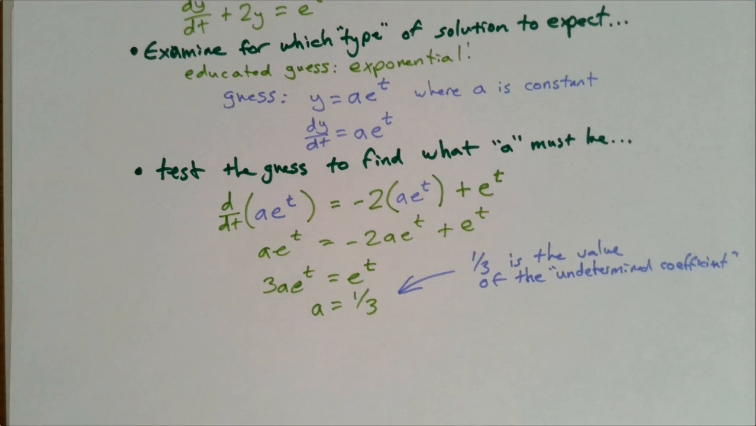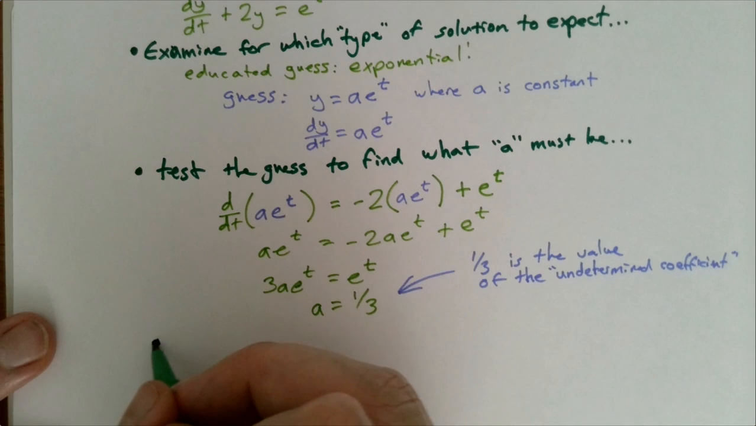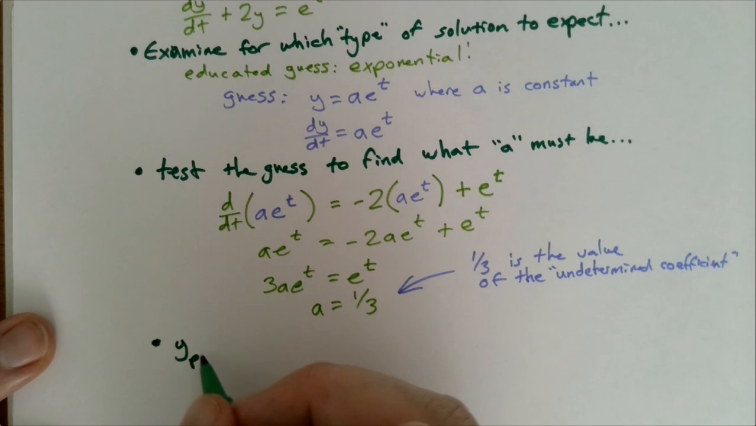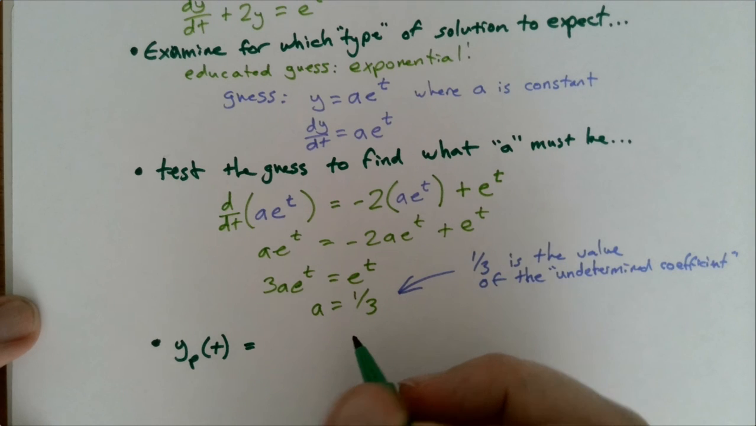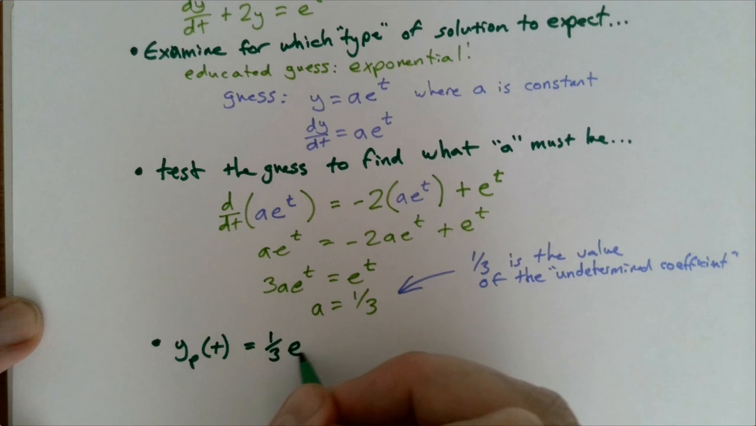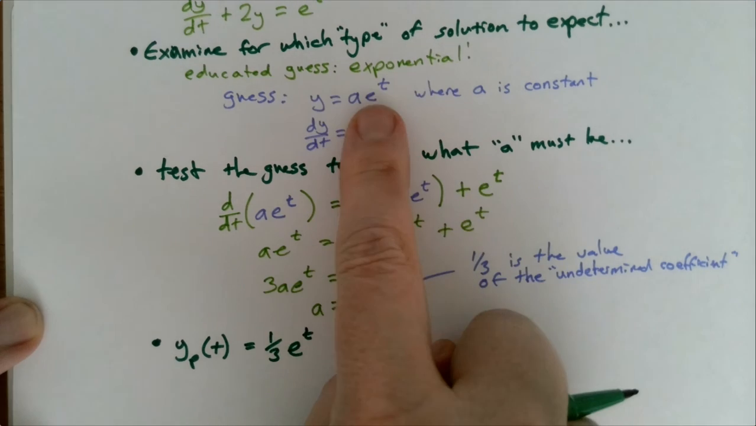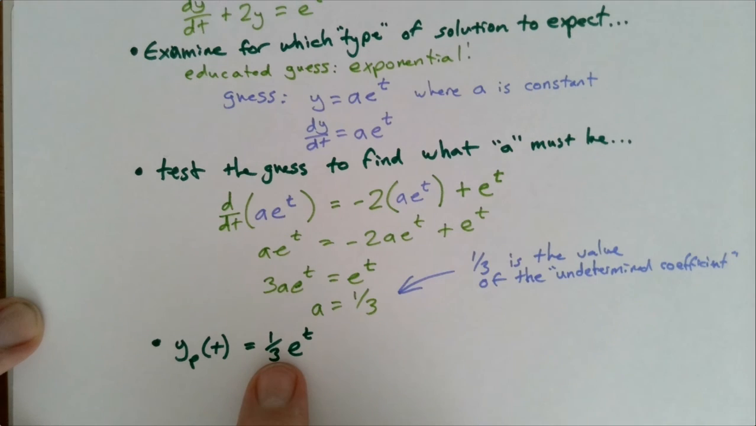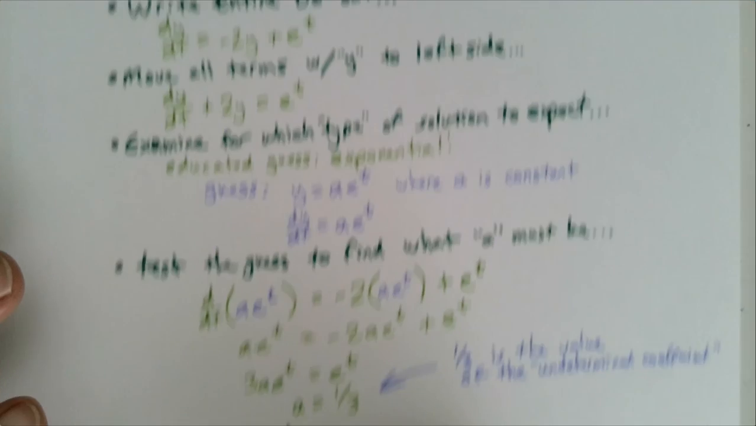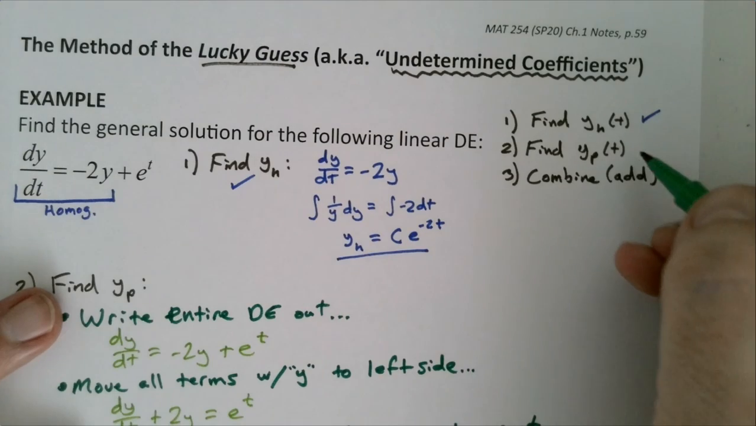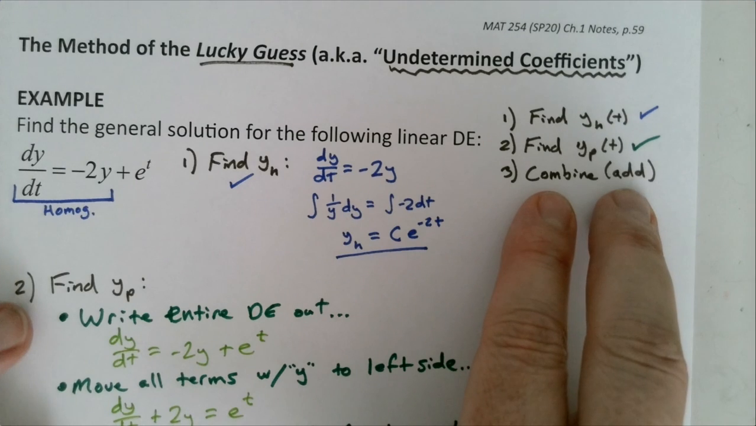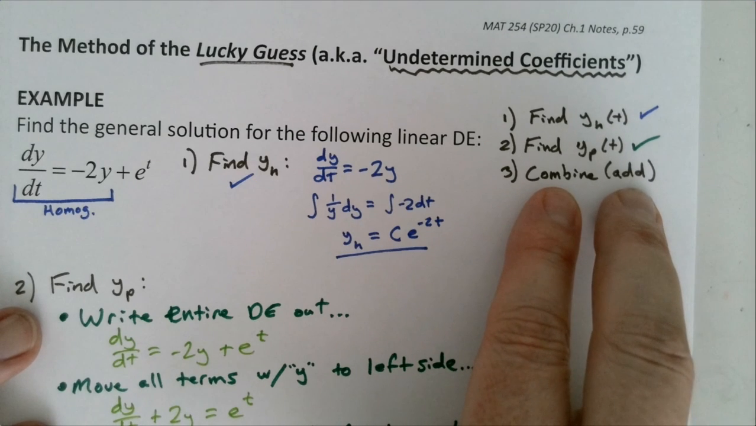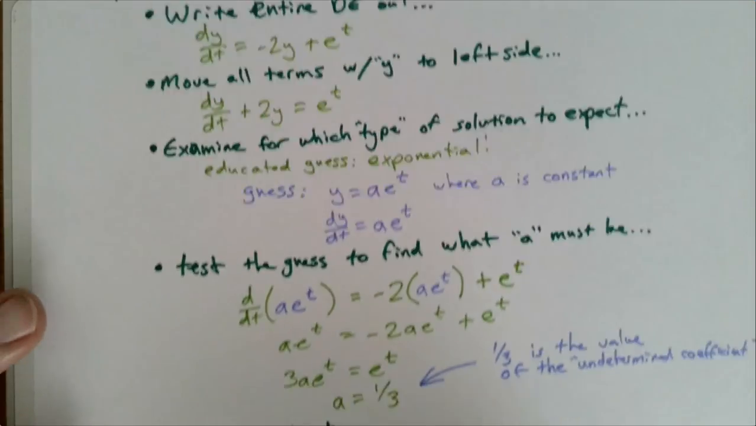Well, that means we're done with step 2 because we've just found our particular solution, y sub p of t, is equal to 1/3 e to the t. Right? That was our guess right there. We know that a is 1/3. So we now have our particular solution. So let me go all the way back up here and say we now have that part done. And then the third part is really easy. All I have to do is add them together to get my full solution.